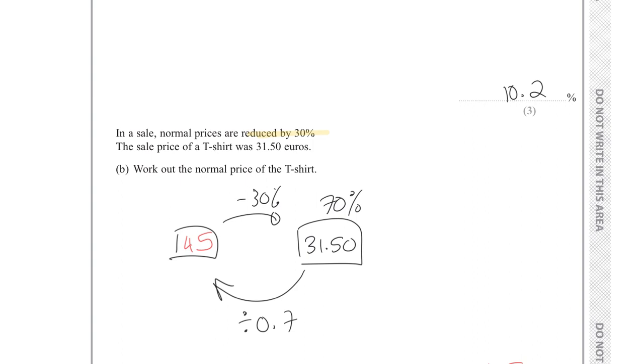Okay, because when it is reduced by 30%, we would do 100% minus 30%, which would give me 0.7. So we would normally multiply this, and 0.7 or 70% of the original price is 31.50. That's why we divide by 0.7 to get the original amount.